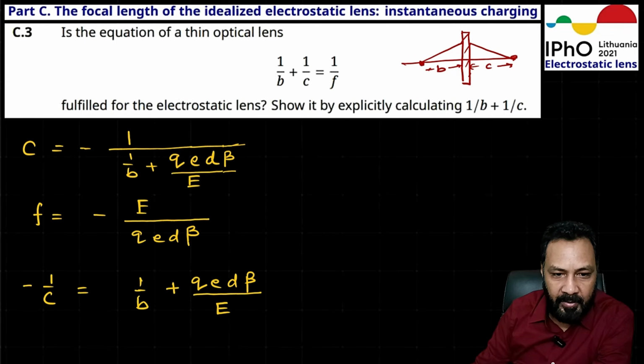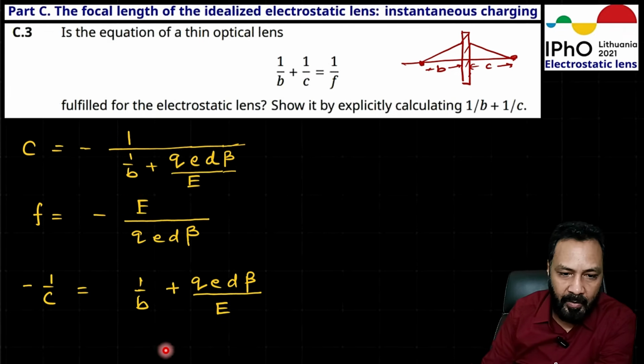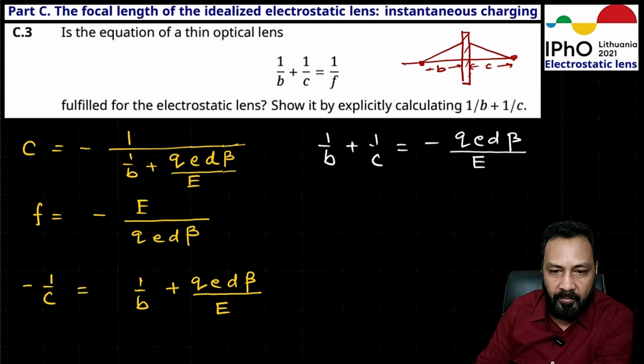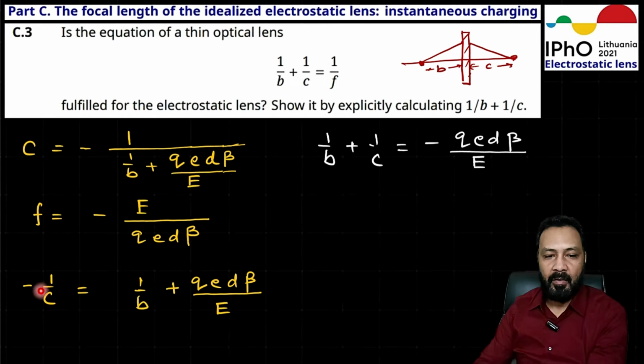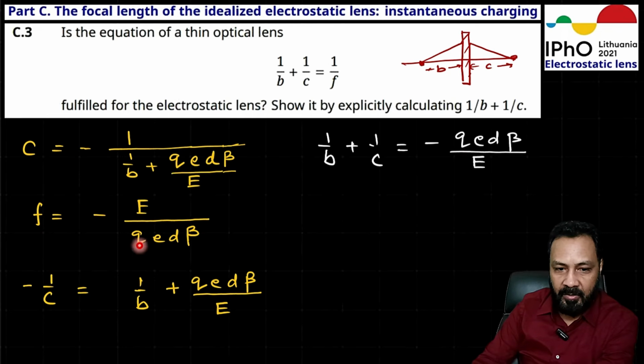Just take the reciprocal of that thing. f we had calculated, so if I take the reciprocal of this, that would be 1 by c, basically I will take minus here, so then I'll take the reciprocal. Minus 1 by c would be 1 by b plus q E d beta by e. Take 1 by b to that side, so that will become 1 by b plus 1 by c is equal to minus q E d beta by e, and you can see this thing is nothing but, see this and this, so this is nothing but 1 by f.